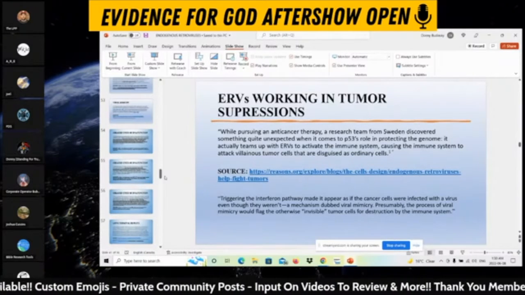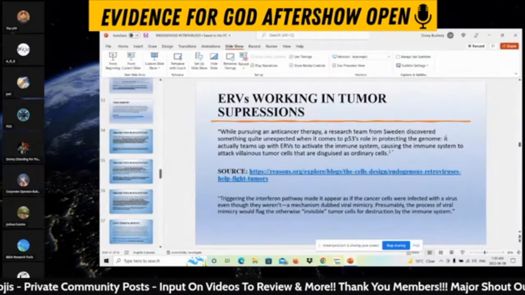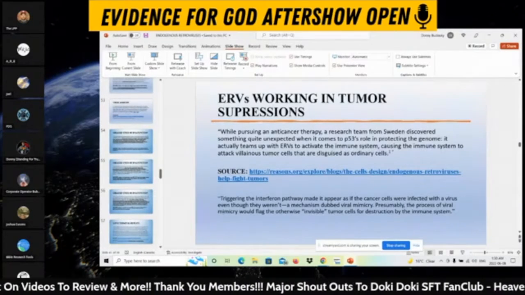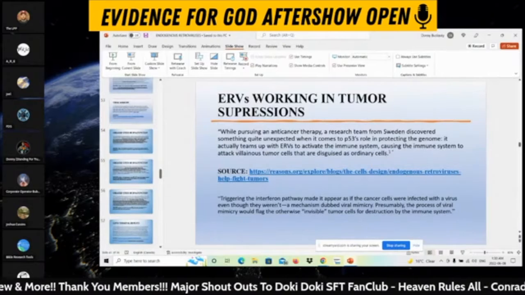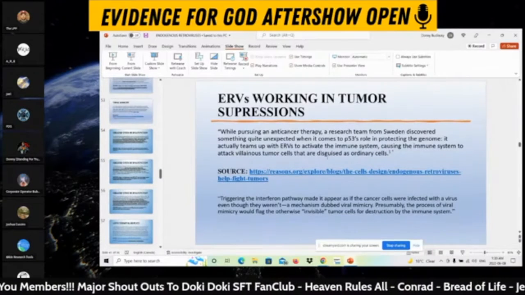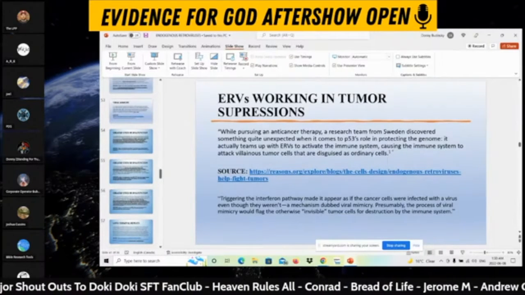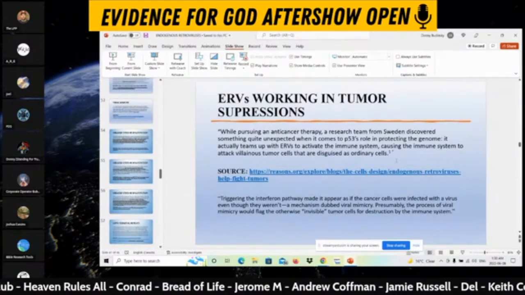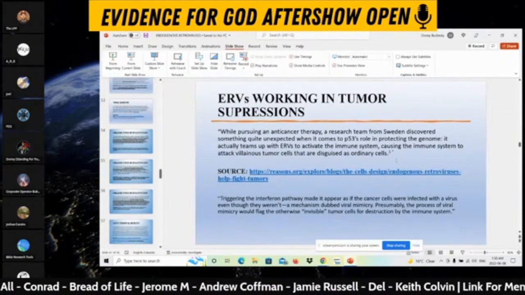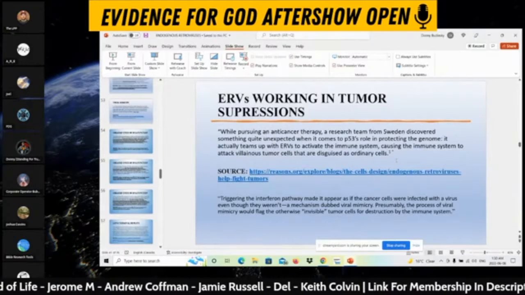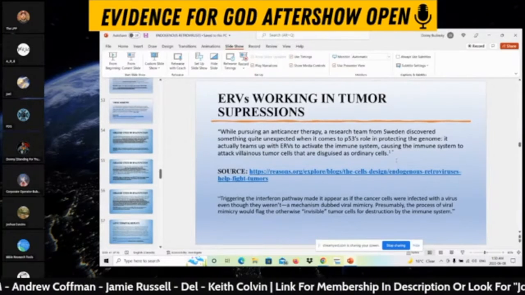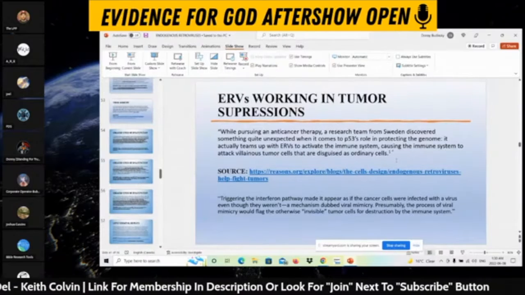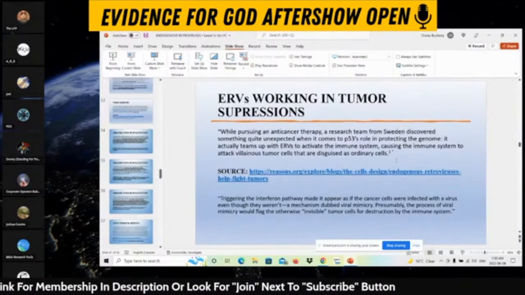For one, acting in tumor suppression, as we can see here, notice it actually teams up with ERVs to activate the immune system, causing the immune system to attack villainous tumor cells that are disguised as ordinary cells. So they have to look like the exogenous retroviruses in order to perform those roles. So the way they're structured is necessary to perform their roles. That means, yes, everything about the ERV is functional and necessary and important.